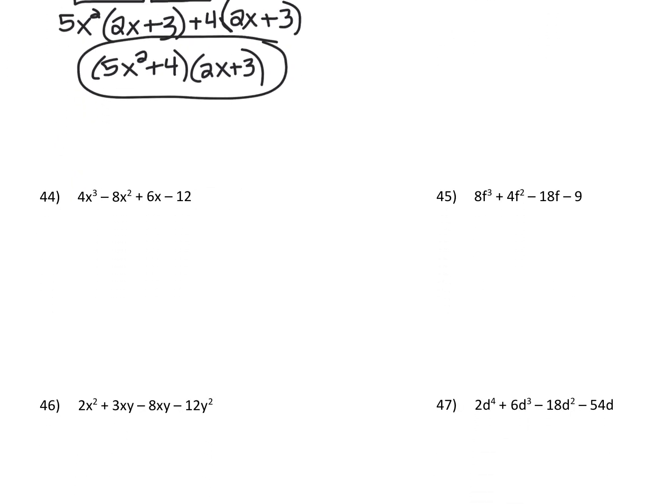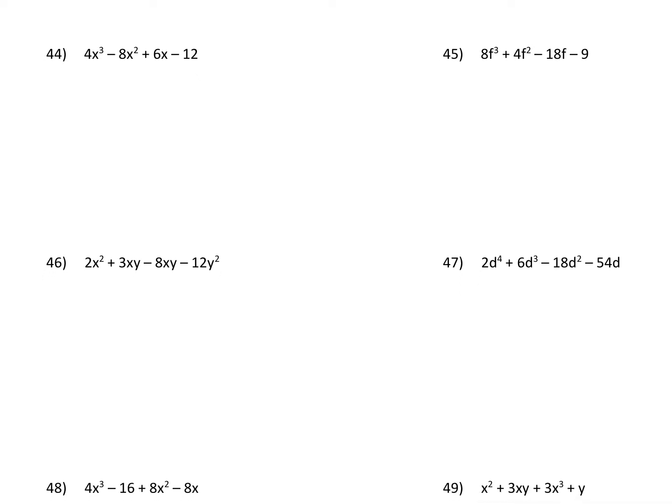All right, let's take a look here at number 44. In this example, we're not going to just jump right into factor by grouping. Look at these numbers. We can pull out a greatest common factor. We could factor out a 2 from each of those terms. So when we do, it leaves us with 2x cubed minus 4x squared plus 3x minus 6.